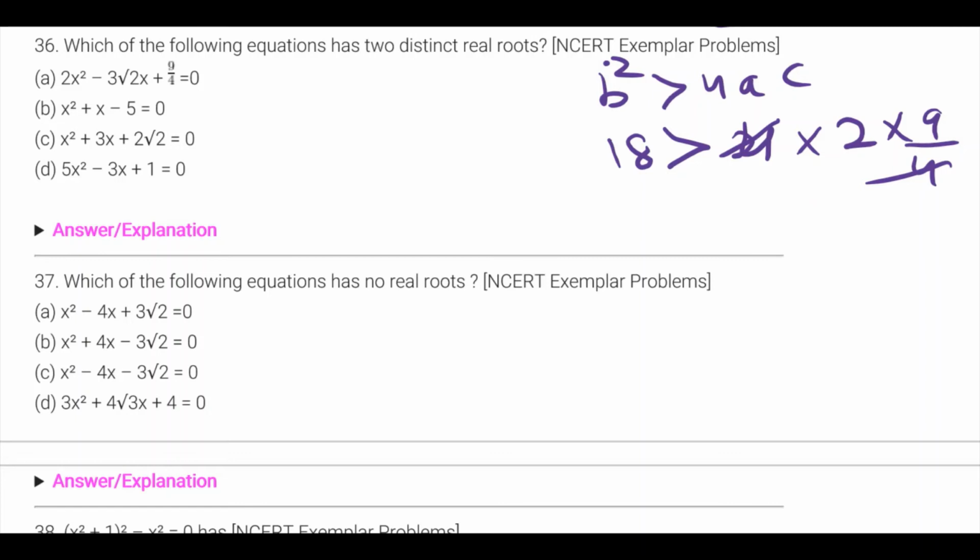And in option B, b square is 1 and 4ac will be 4 into a is 1 and c is minus 5. So 1 is more than minus 20. So this is correct. So option B is the answer.